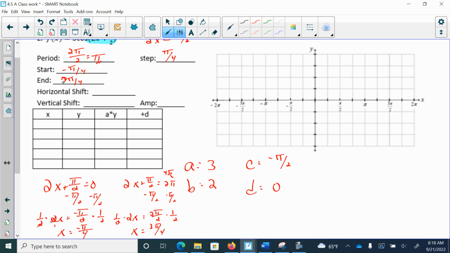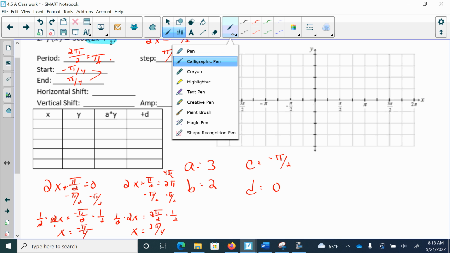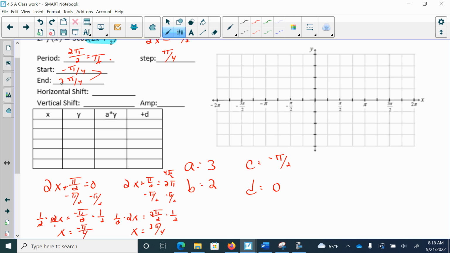And to do a double check, the distance from the start to the end should be this period. So the distance between negative pi over 4 and a positive 3 pi over 4 is 1 pi. So I did do that. Right. So my horizontal shift is whatever my start is. So that's going to be negative pi over 4. Eventually, we're going to think of that as c over b, but we're not there yet. The vertical shift is whatever I'm adding or subtracting on my b value, so in this case it's 0. And my amplitude is the absolute value of that a, so my amplitude is just going to be 3.